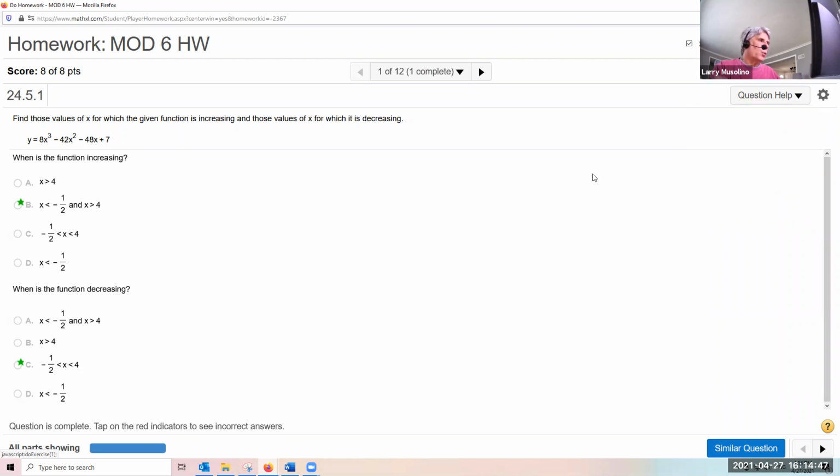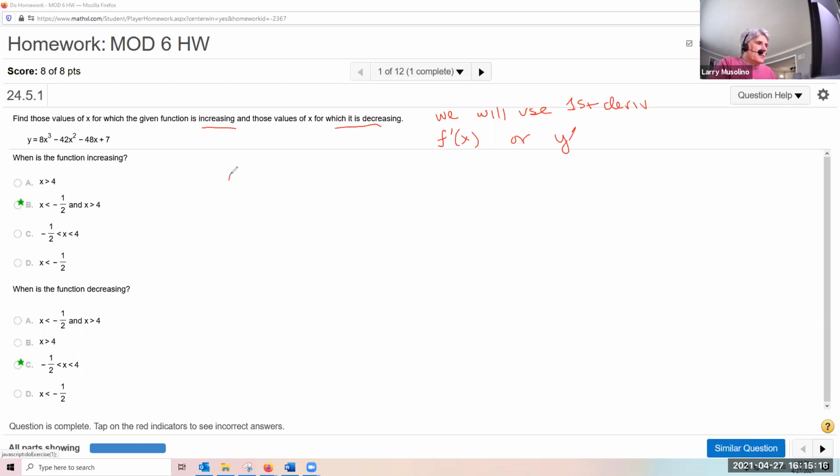All right, so let's look at number 1 here. It says, find the values of x for which the given function is increasing and for where it's decreasing. So here's what we're going to do. We're going to use the first derivative to help us here. The first derivative we write as f prime x, or you can write it as y prime. Either one of these notations means the derivative function.